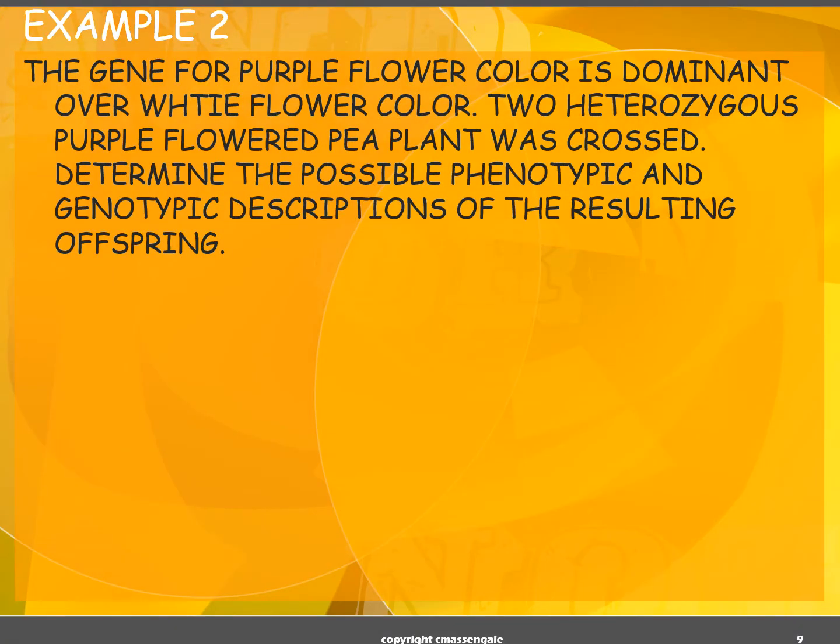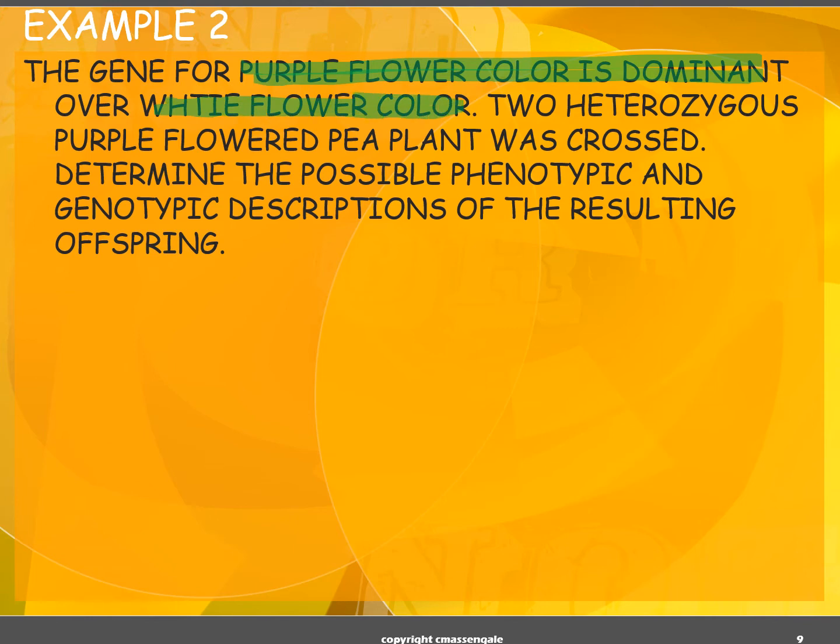So, for example number 2, the gene for purple flower color is dominant over white flower color. 2 heterozygous purple flowered pea plant was crossed. Determine the possible phenotypic and genotypic descriptions of the resulting offspring. Again, this is still monohybrid cross because we are just dealing with single characteristic, which is flower color. So let's look for the clue in the problem. So the gene for purple flower color is dominant. Yan. So purple flower color is dominant.